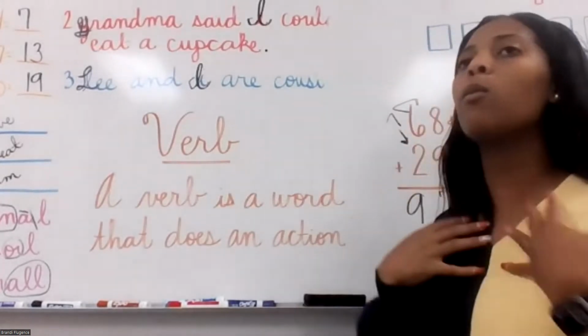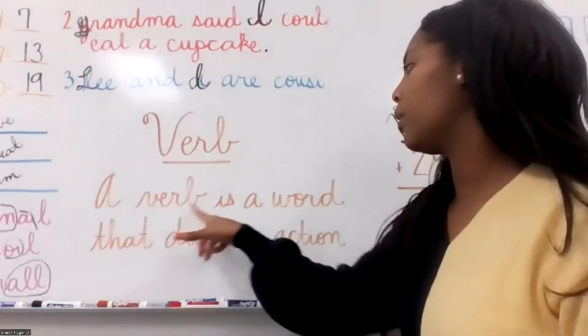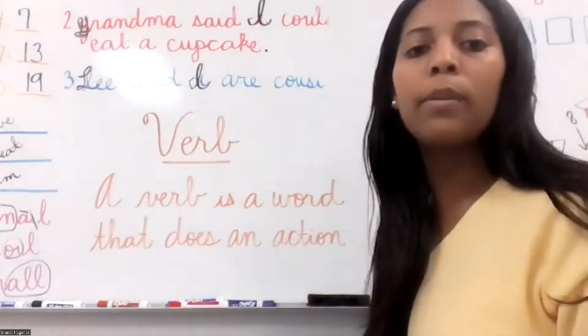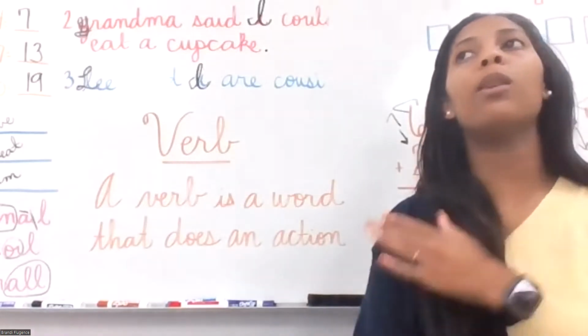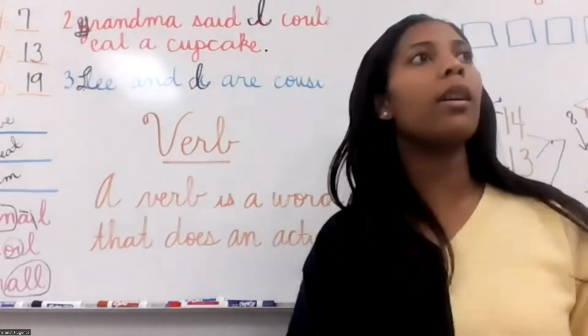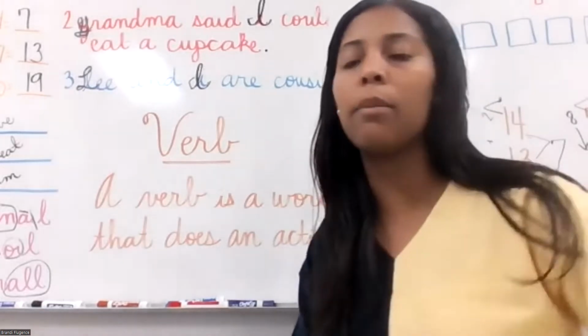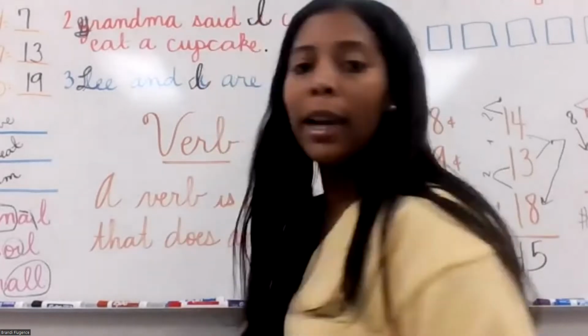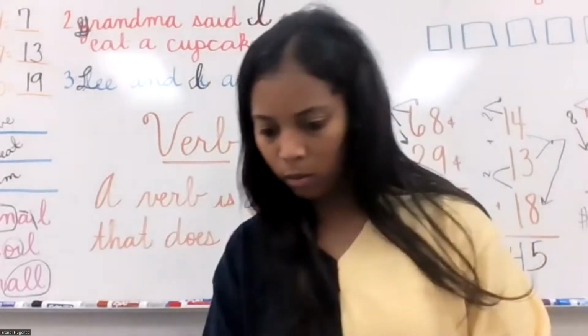So let's say it together. What is a verb? A verb is a word that does an action. So we are finished with nouns, finished with pronouns. We'll do verbs for the rest of this month of December. And then when we come back in January, we'll be finished with verbs and we'll move on to adjectives. Okay? All right, go ahead and get out your reading.